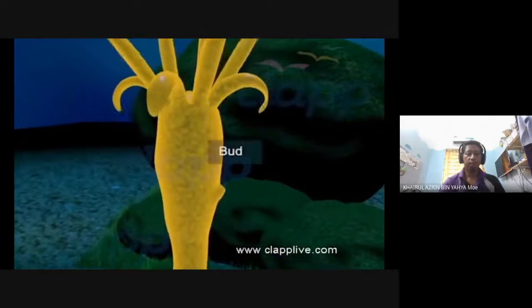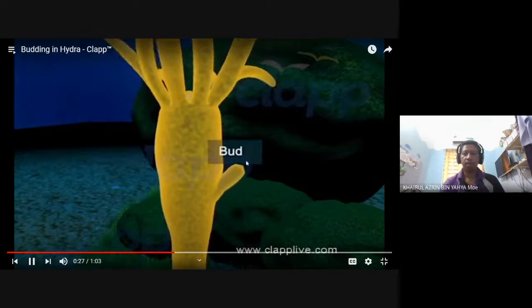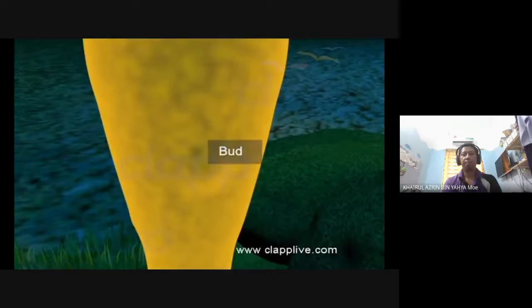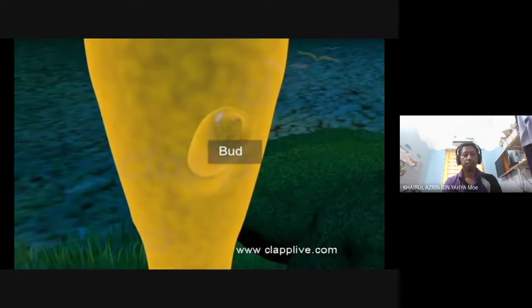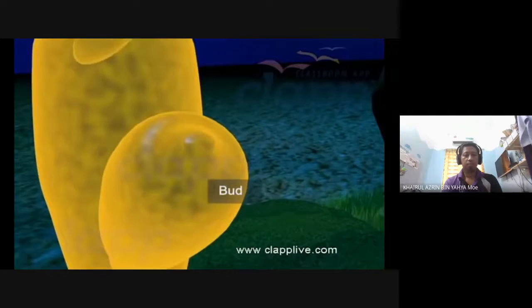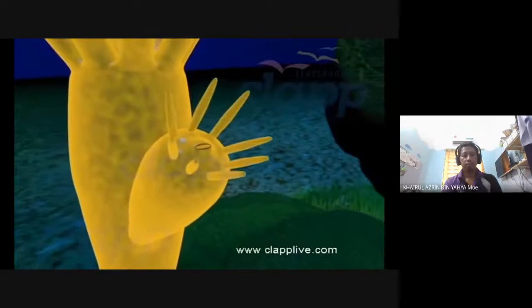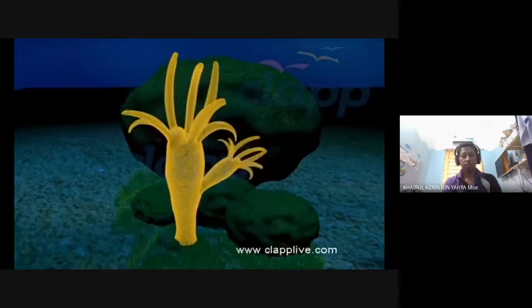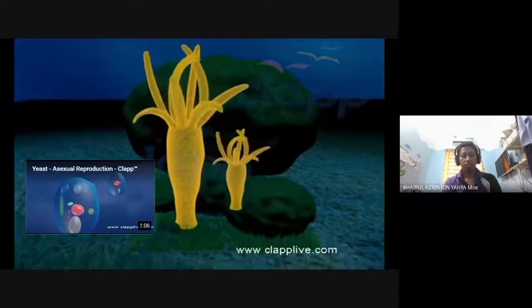At this time of asexual reproduction, small buds appear on the body wall. As the bud elongates, a mouth opens at its free anterior end, followed by the development of tentacles at the base of the oral region. The newly developed hydra detaches from the parent body and fixes on a substratum.